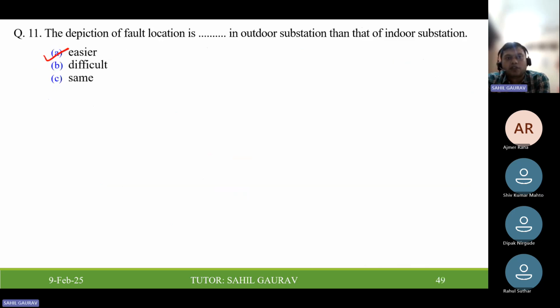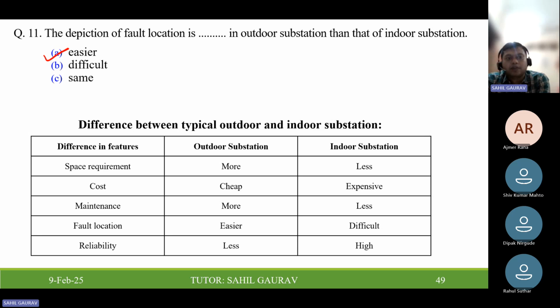The detection of fault location is easier in outdoor substation than that of indoor substation, because we can easily visualize all the things in an outdoor substation clearly. So that's why detection of fault location is easier in outdoor substation.